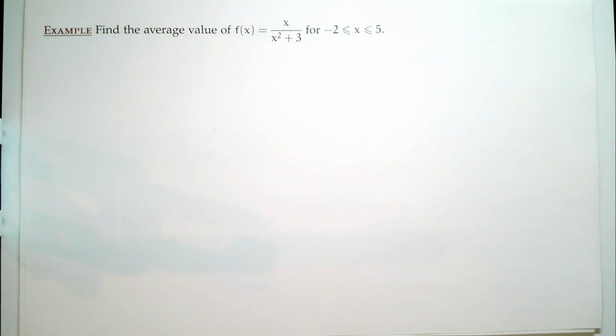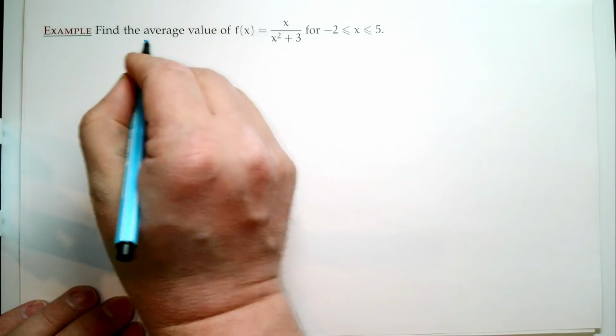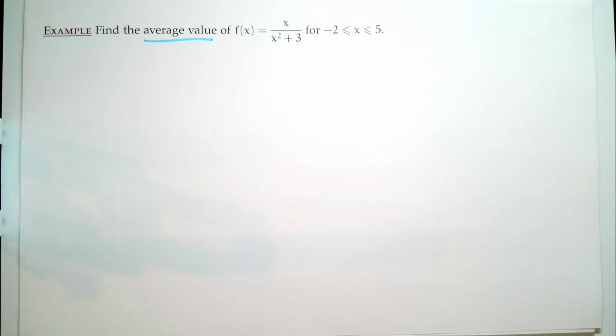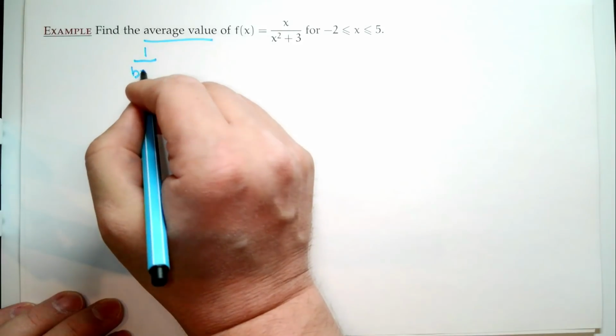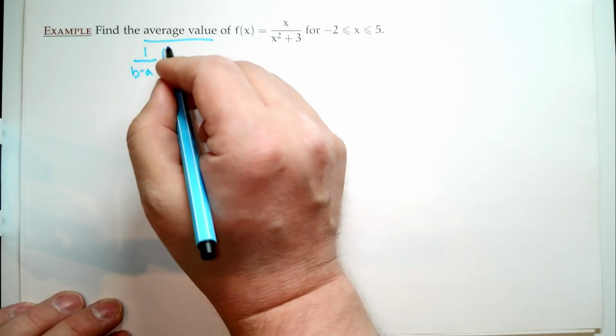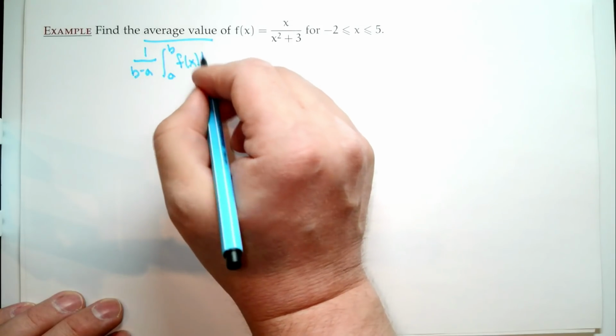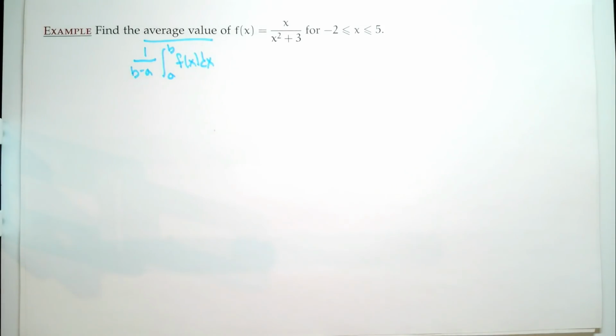Find the average value of f of x, which is x over x squared plus 3, between -2 and 5. So here, there's a key expression, average value. Now, we should recognize certain things. Whenever we see certain phrases, we're like, aha, I'm going to use that. Average value is given by 1 over b minus a integral a to b of f of x dx. That's the formula for average value. So if we see average value, we know right away we're going to pull that out. So that's what we're doing on this problem.